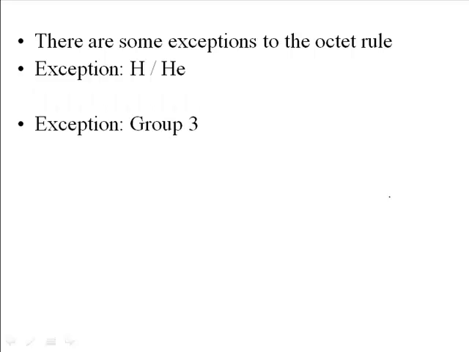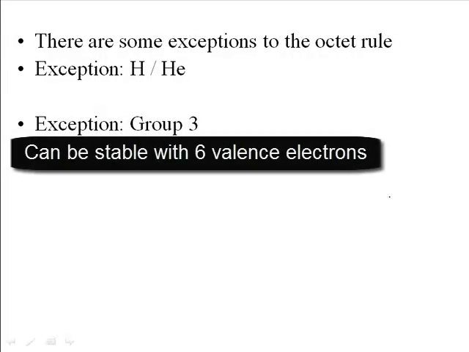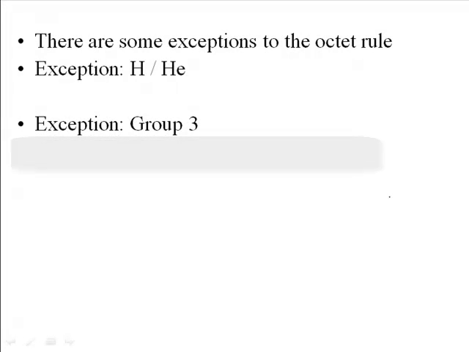Another exception is group 3. Group 3, which consists of boron, aluminum, gallium, and so on, often is completely stable without access to 8 valence electrons. For reasons we don't have time to go into, many of the elements in this group exist in compounds where they only have access to 6 valence electrons. So if you happen to be having dinner with a Nobel Prize winning chemist and that chemist shows you a picture or a structure of his or her latest creation, please don't tell the Nobel Prize winning chemist that it's incorrect because boron only has access to 6 valence electrons. In this case, it's one of the exceptions.